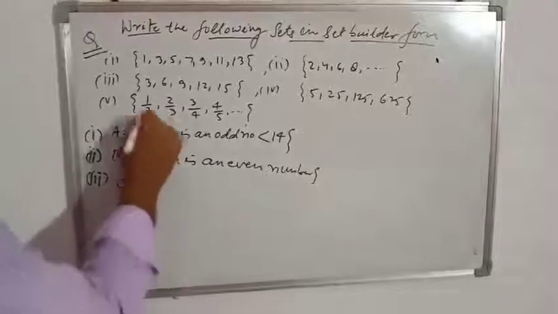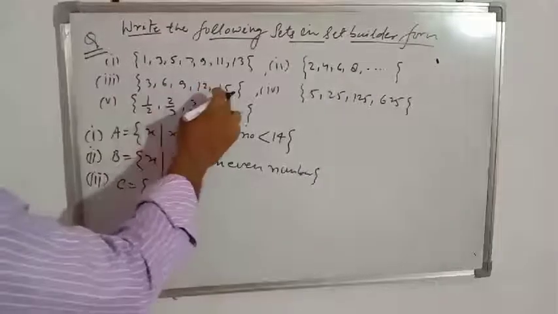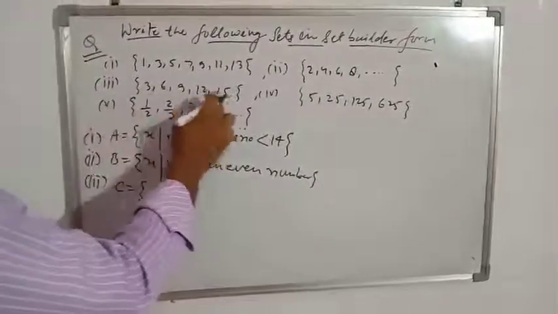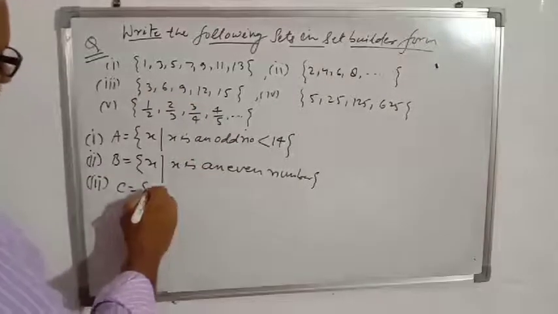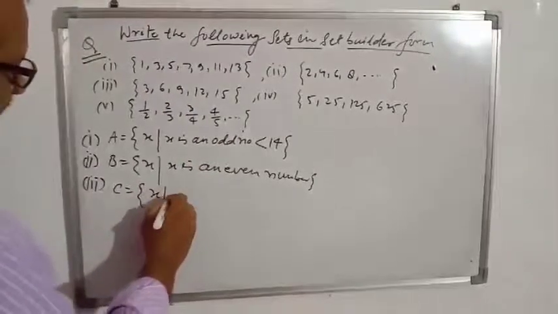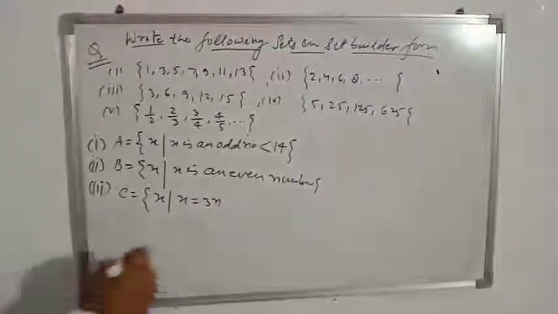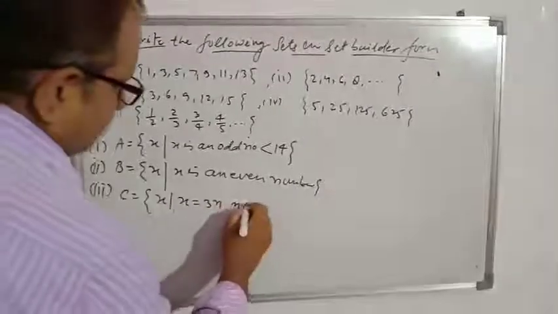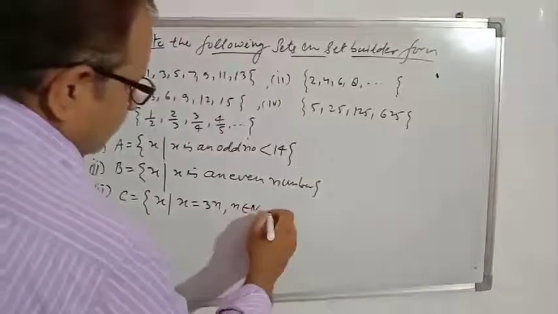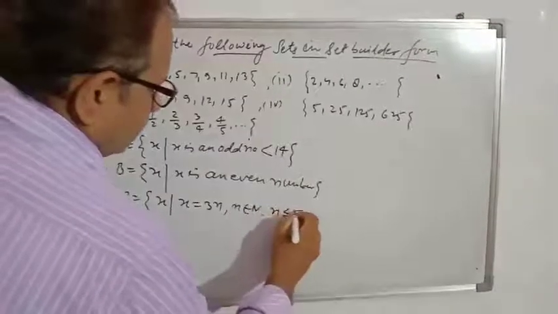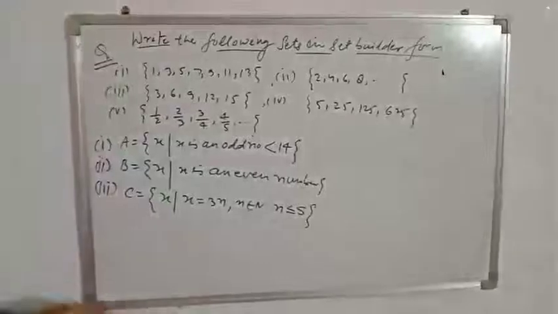Suppose it is C. 3, 6, 9, 12, 15. We see that these are multiples of 3. So you can use x such that x is equal to 3n, where n is the natural number and n is less than or equal to 5.